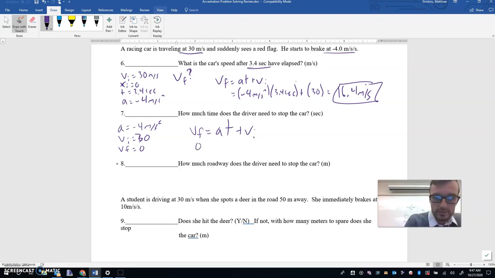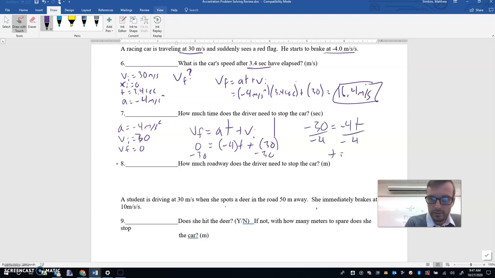So if we look at this, we have 0 equals negative 4 times T plus 30. And to do the algebra properly, we would subtract 30 from both sides. We would say negative 30 equals negative 4t. Divide both sides by negative 4. And t would be 7.5 seconds. So that's how much time you would need to completely stop.